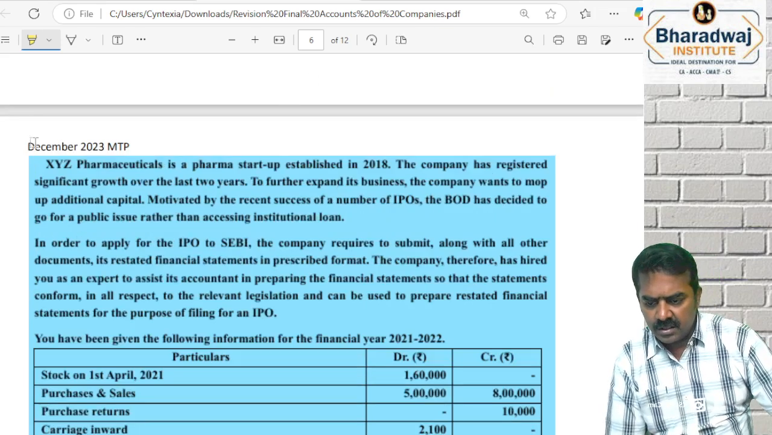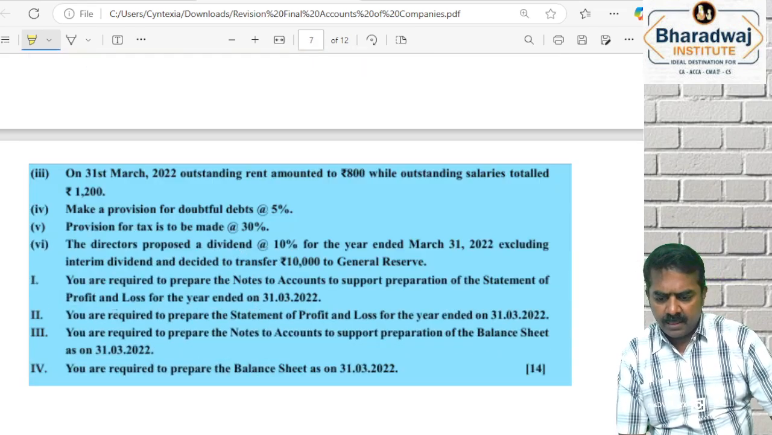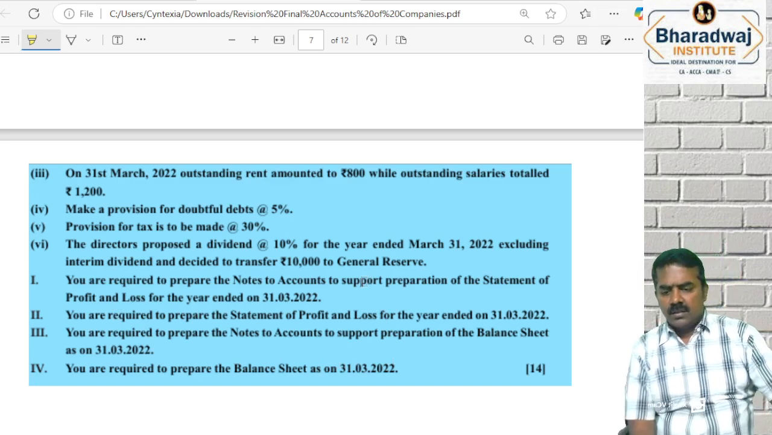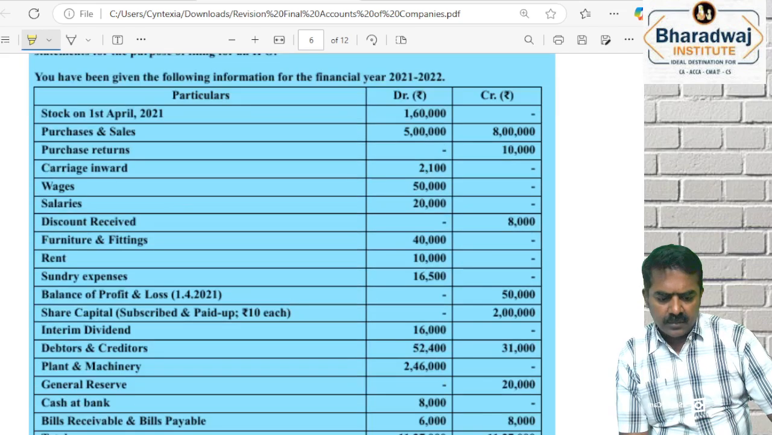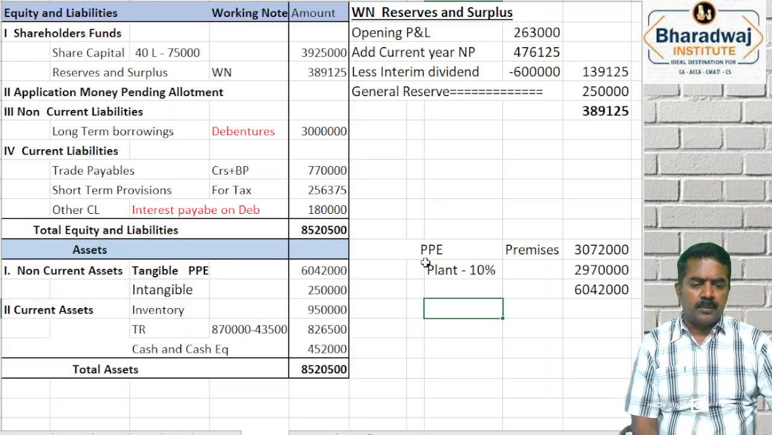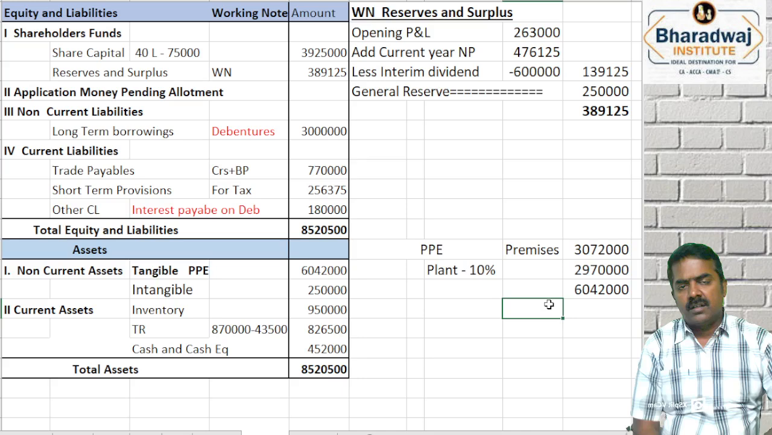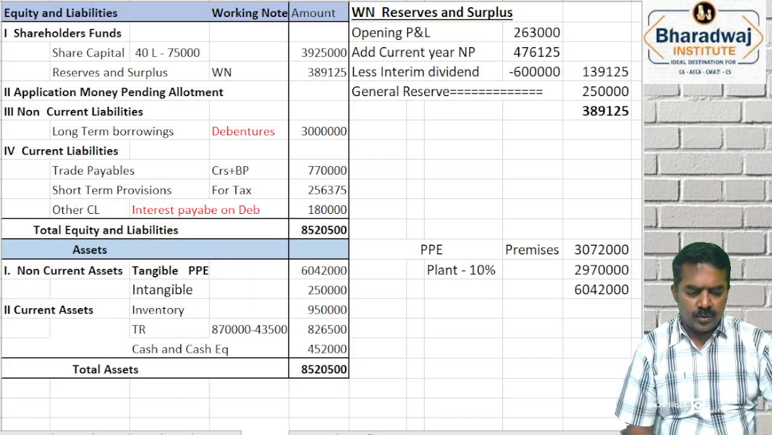Next, we will try this December 2023 model test paper. You have to prepare P&L account, prepare notes to accounts, and prepare which one? Balance sheet. Notes to accounts is nothing but that working notes. For that question also, first try to prepare the P&L account. Then let us do the balance sheet. Try it. Don't wait for the answer.